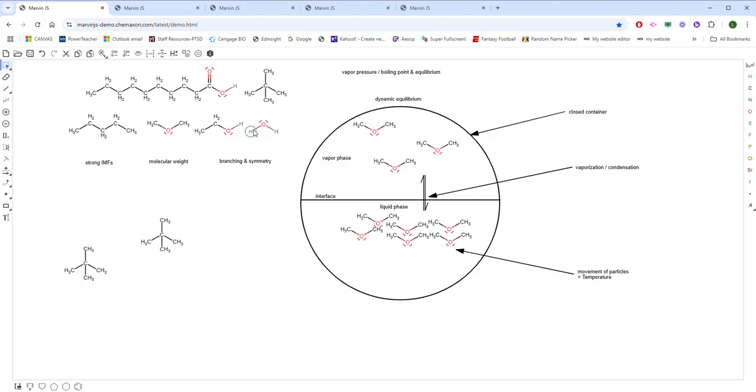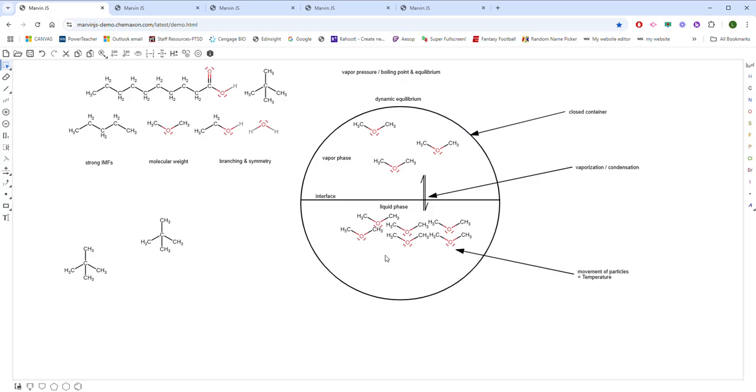Okay, water, for something as small as it is, really low molecular weight, but it has some symmetry, sort of, in terms of it's not branching at all. It's a bent shape, which gives it high polarity, and it has a lot of hydrogen bonding. So those are the factors you want to consider.